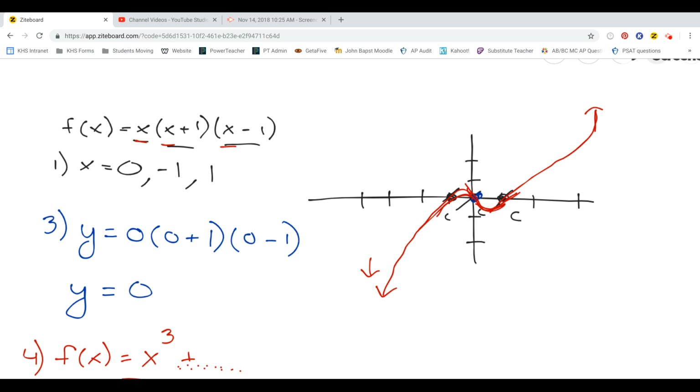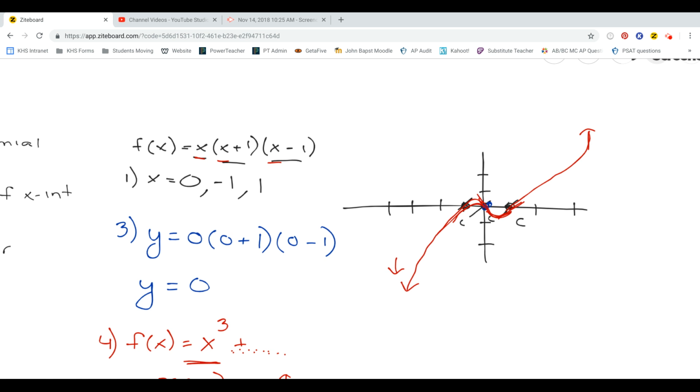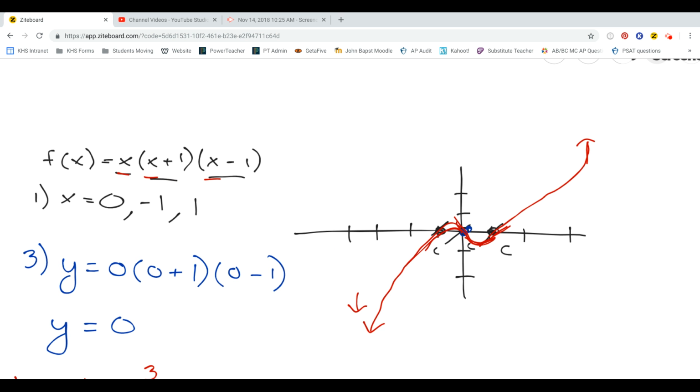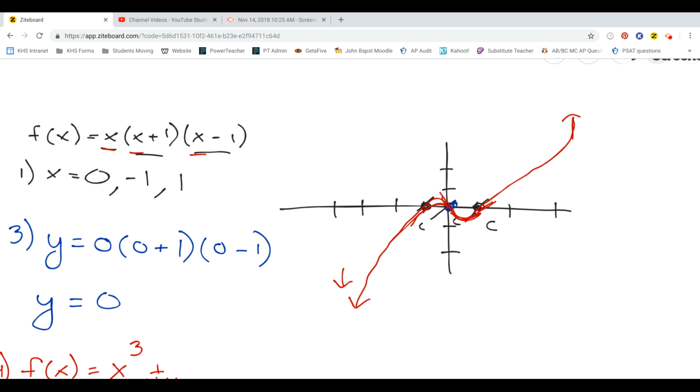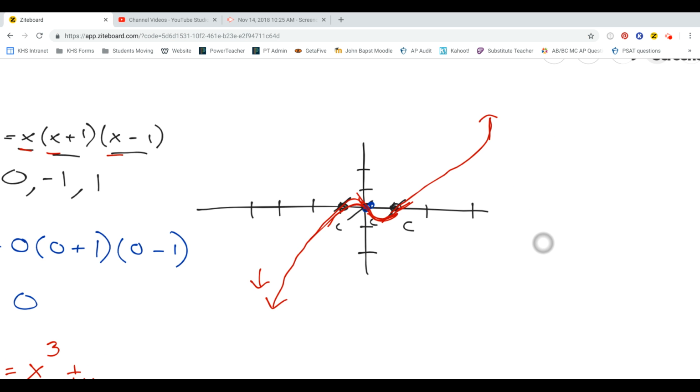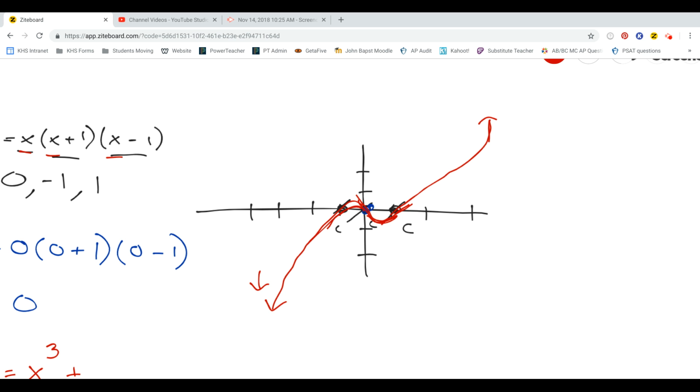So here is our graph. Let's see if I can get the eraser, but this is what our graph looks like. And we could clean this up a little bit if we wanted to. So this is just a rough sketch over here. If I wanted to clean it up, it would look something more like this, where this is 1, and we have our 0, and we have -1. So that's how you graph a polynomial.